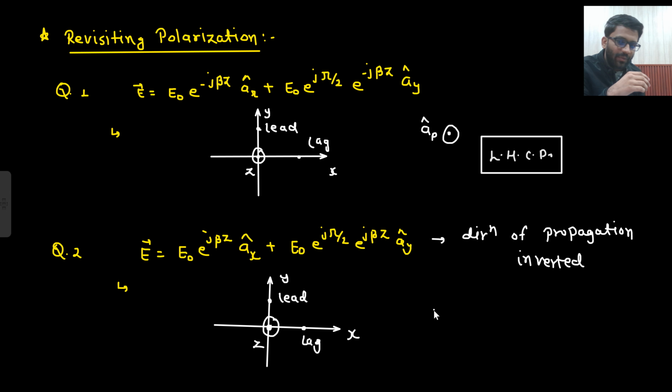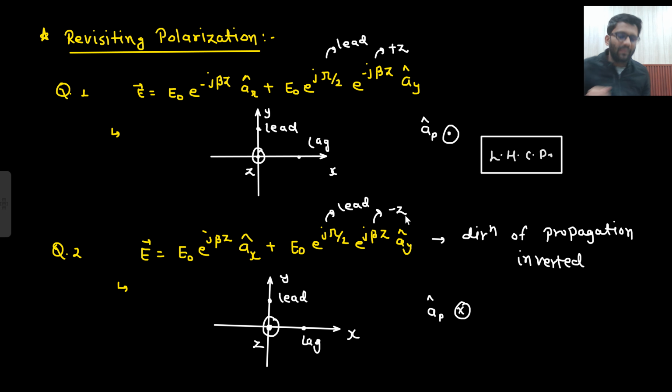But what is my direction of propagation? It is going inside the plane, because the direction of propagation is in minus Z. You can see here the direction of propagation is in minus Z, and here it was in plus Z. And this was at lead, and here also this is at lead. Say yes or no. Well and good.